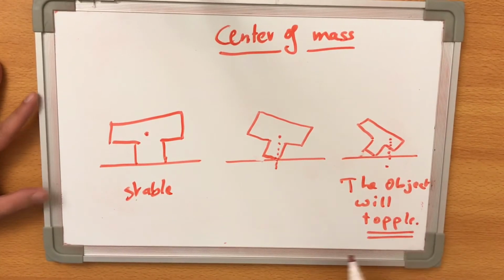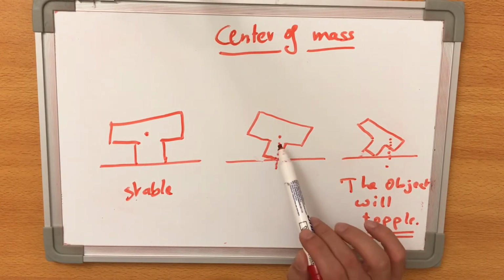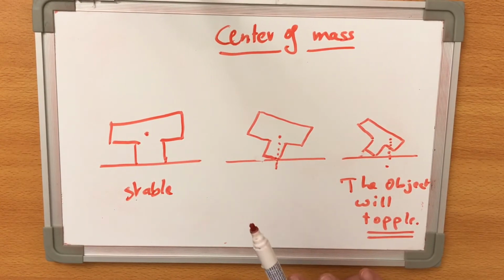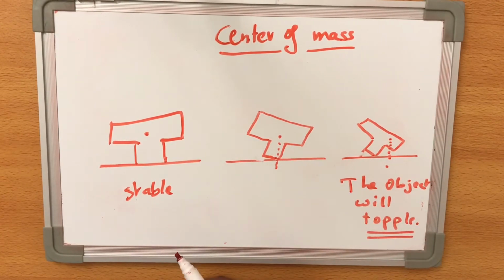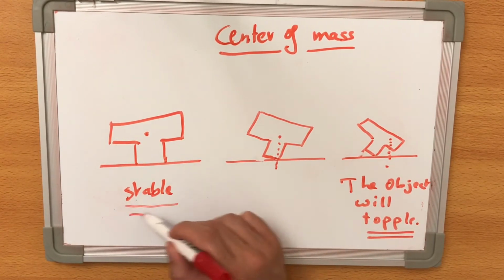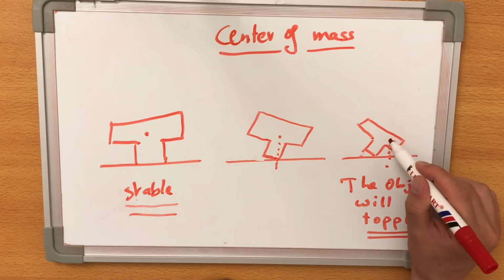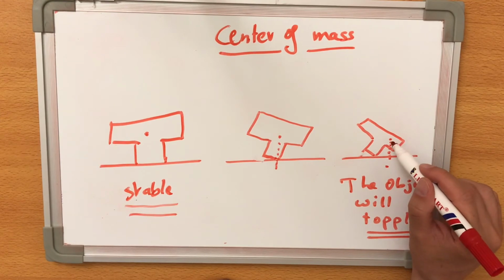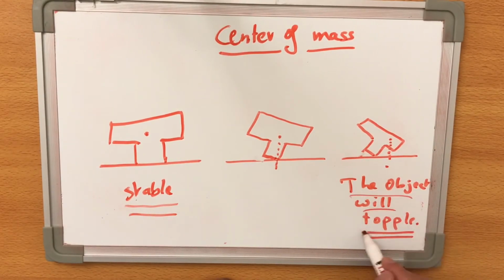So we can say that the center of mass should be over the base of the object to stay stable or to return back to its stability. And once the center of mass comes to a position where it's out of the base of the object, it will topple.